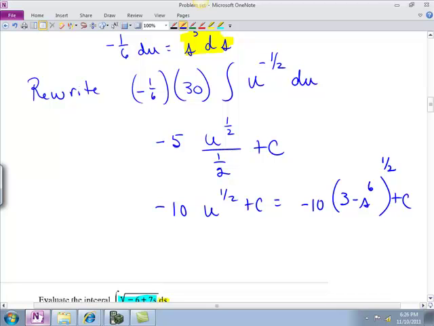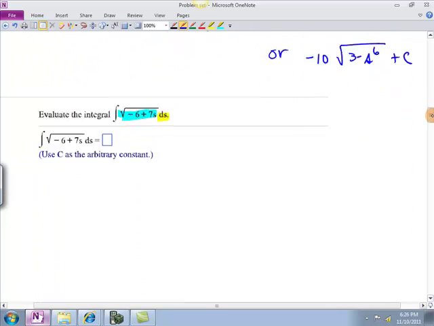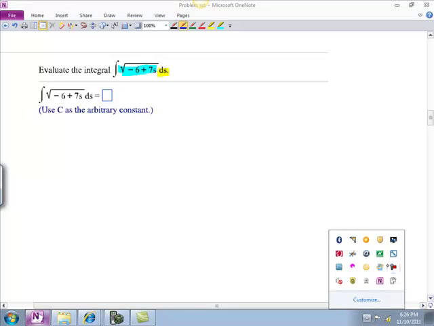So I don't know what they're going to say, but it could be -10 square root of 3 minus s to the 6th plus c. I am not sure what it prefers, whatever the problem was. Okay, let's let you do that one because they're not telling you what u is. Let's try that one.